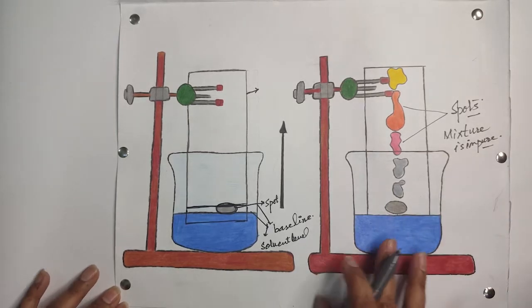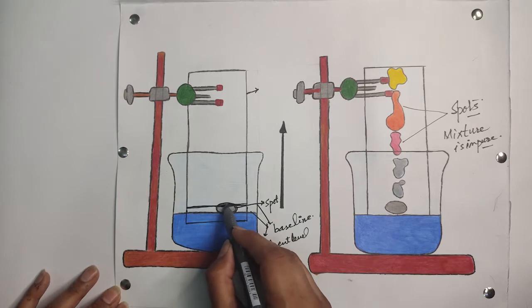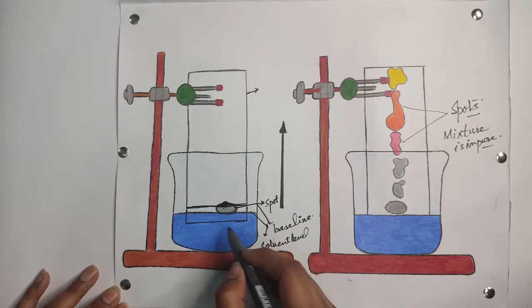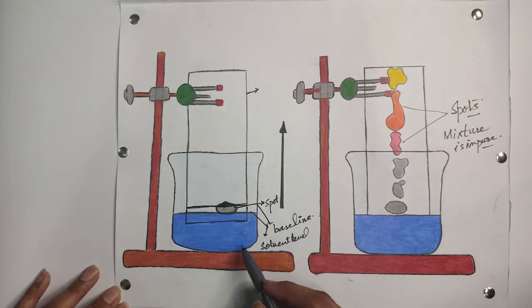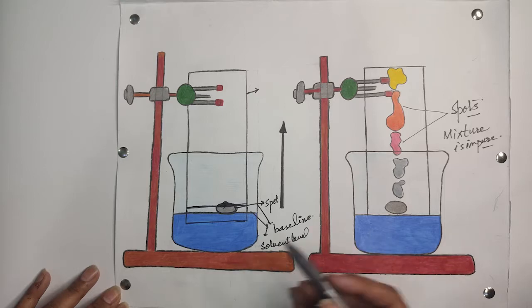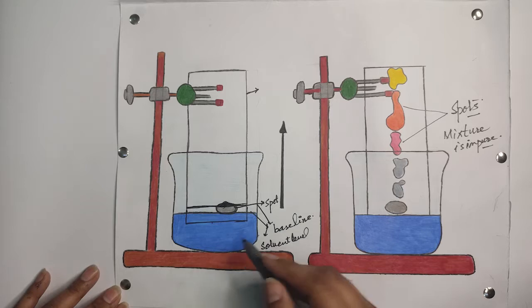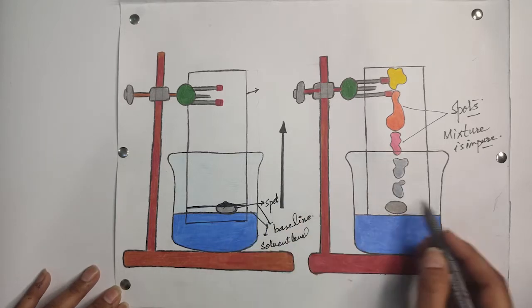So this is the way through which we will use the solvent. This spot should be soluble in this solvent. It may be any organic solvent, and it may be water. So we will use this chromatography technique.